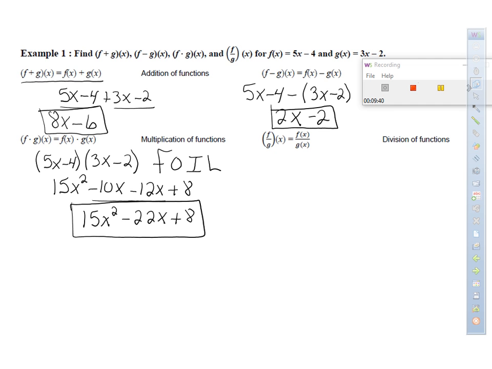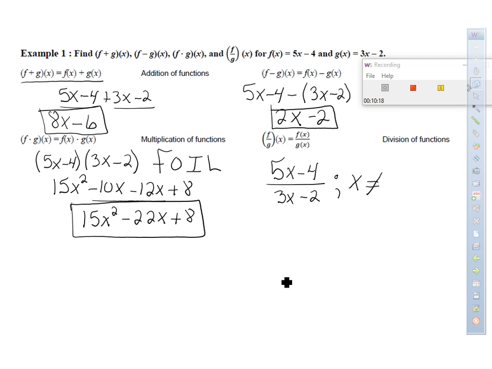Here comes the newest one. It says f divided by g of x, which means f of x divided by g of x. Well, here's what I'm going to have. I'm going to have the function of f, which is 5x minus 4, over 3x minus 2. Now, we can't simplify this because there's no squares in there to factor. The only thing that you're going to have to do now is tell the world what number cannot be used.